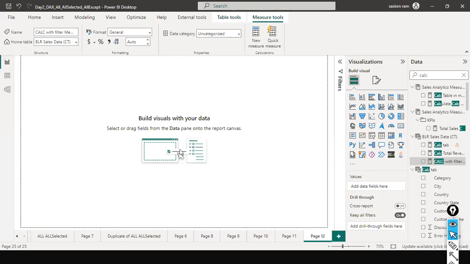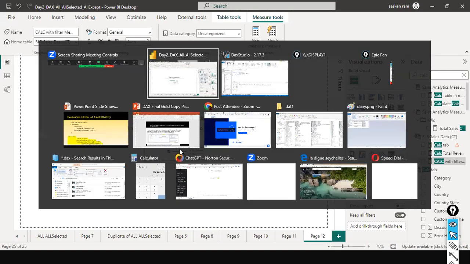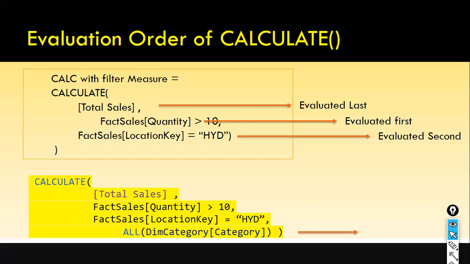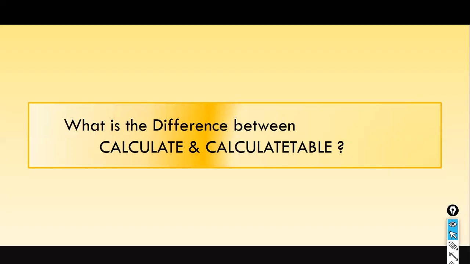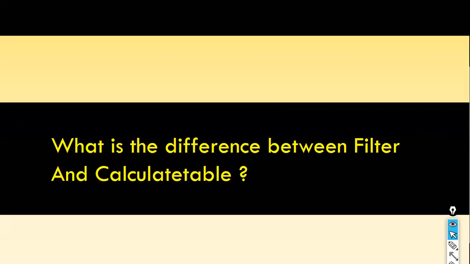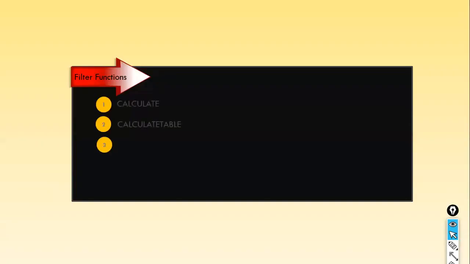Fine. The next one is we will jump into the other functions like all selected, all except. Today we'll start with understanding the all except function. So what is the all except function? What it does is it removes all the filters except the column that you mentioned in your all except function.